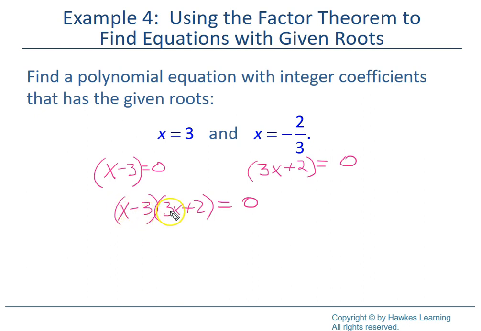And now we just FOIL this. So this will be 3x squared. Now my inners are a negative 9 plus 2, a negative 7x. And then negative 3 times 2 is a negative 6 equals 0, and there's my equation. Now I made this a little short. We'll take a look at what the book is doing too.